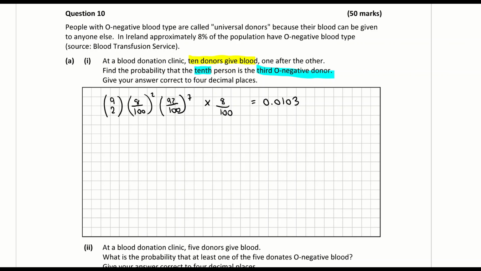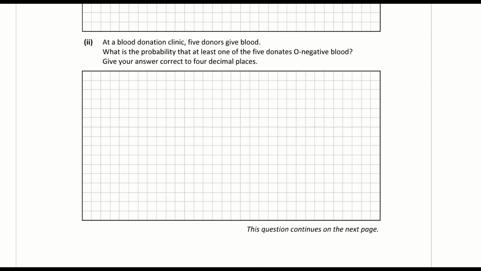Looking at part 2 to that question, at a blood donation clinic, 5 donors give blood. What is the probability that at least one of the 5 donors donates O negative blood? Okay, so the key there is the at least phrase. Now we could go through each of these separately. We could find the probability of 1, or the probability of 2, or the probability of 3, or the probability of 4, and add them together.